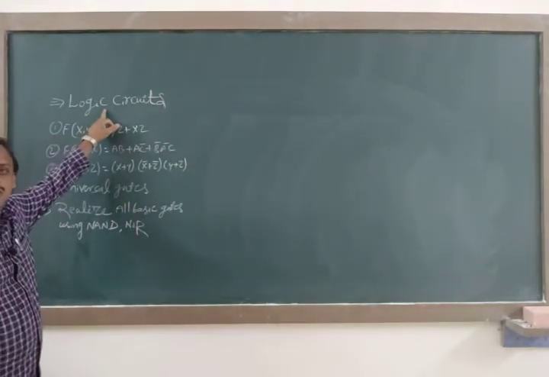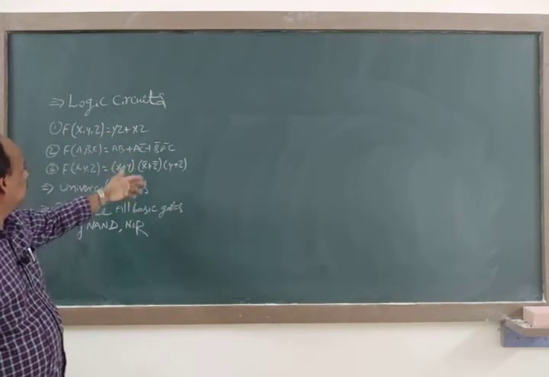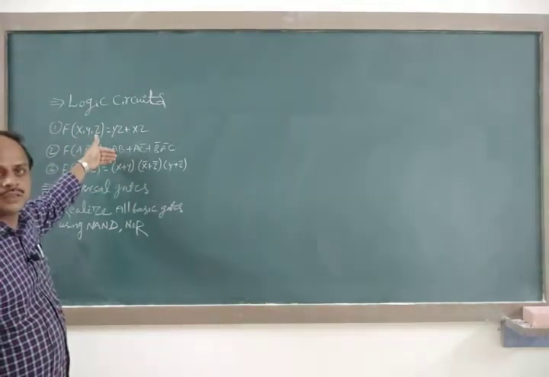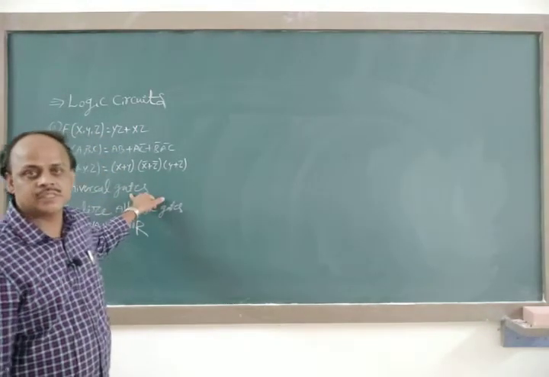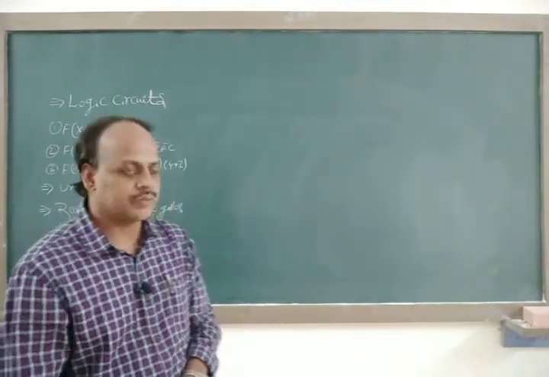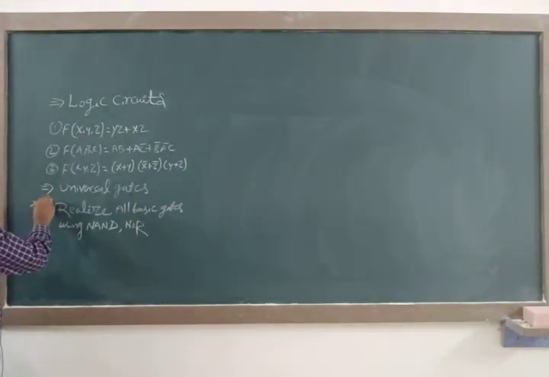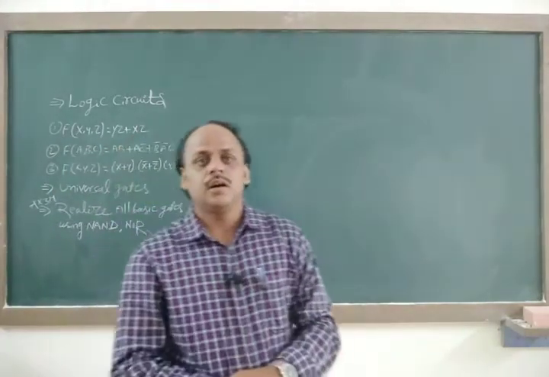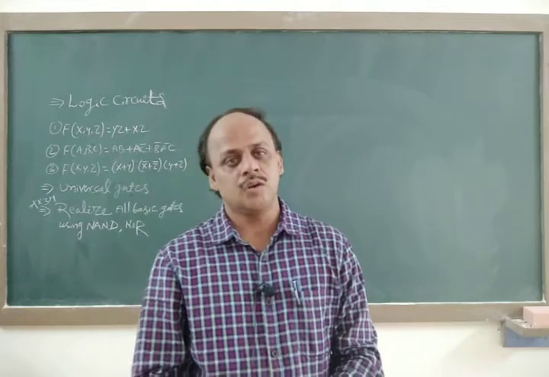First one is logic circuits, and afterwards by considering these Boolean functions, we are going to draw the logic circuit diagram. And the next topic is universal gates. Here we are going to discuss what is meant by a universal gate and an example for a universal gate. And afterwards, very important, in the examination they are going to ask for 3 marks, that is realizing all basic gates using NAND as well as NOR.